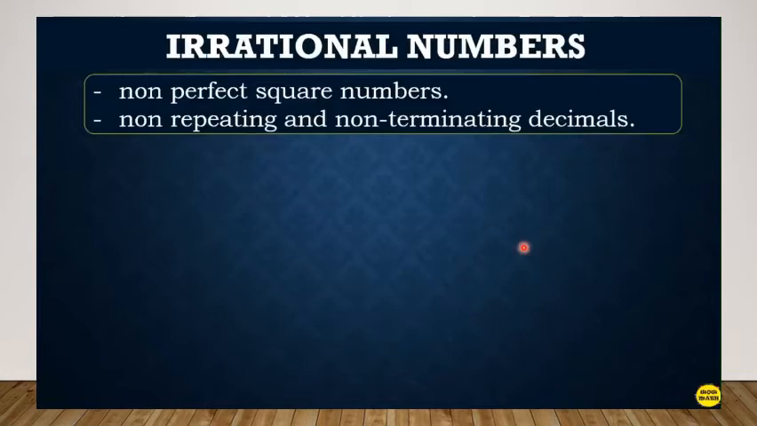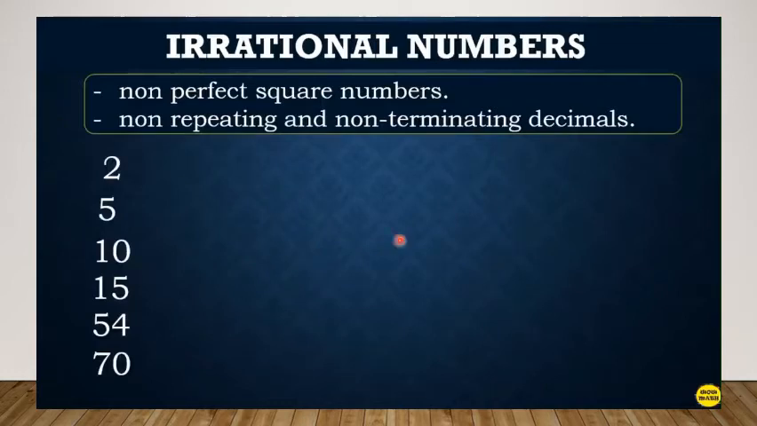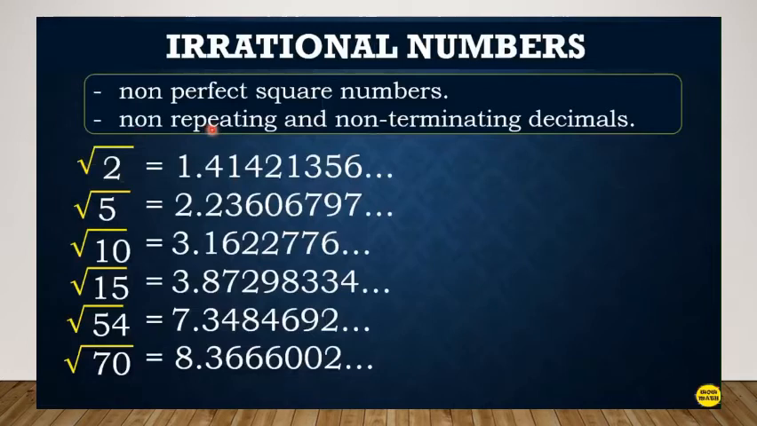Okay. So, kapag opposite naman ito, kapag ang number mo ay hindi perfect square, kagaya nito, so 2 is not a perfect square. Also 5, 10, 15, 54, 70. So, these are just examples, ha? So, kapag ang numbers mo ay hindi perfect square, at kinuha natin ang square root nila, ang magiging result niyan ay non-repeating and non-terminating. Ito yung hindi nagre-repeat. It neither repeats nor terminates. Hindi sila repeating, hindi rin sila terminating.